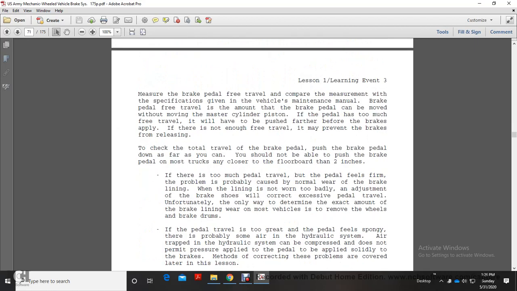Measure the brake pedal free travel and compare it with the specification given in the vehicle maintenance manual. Brake pedal free travel is the amount the brake pedal moves without moving the master cylinder pressure piston. With too much free travel, you will have to push the pedal further before the brakes apply. With not enough free travel, the brakes may not release.